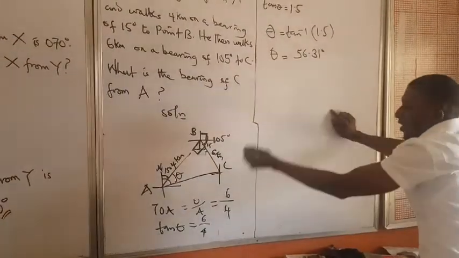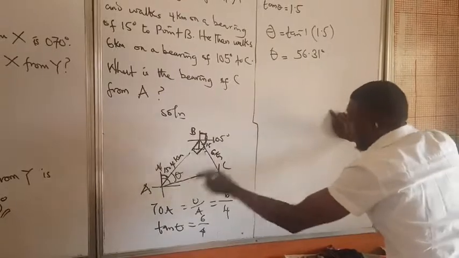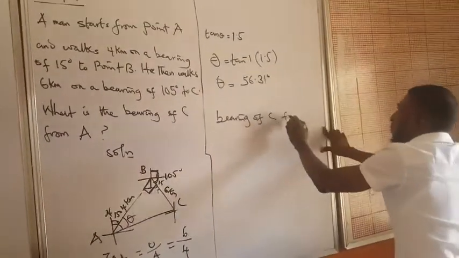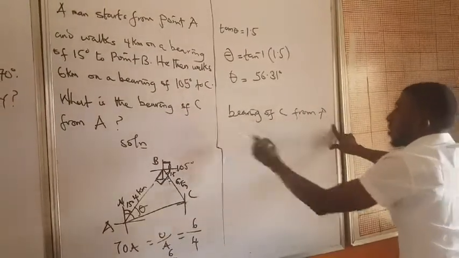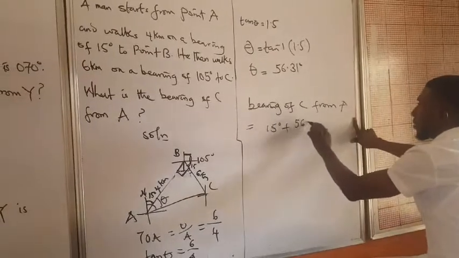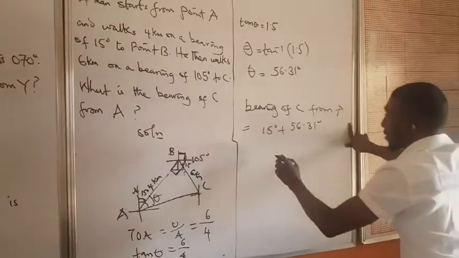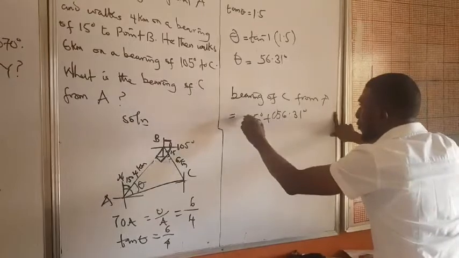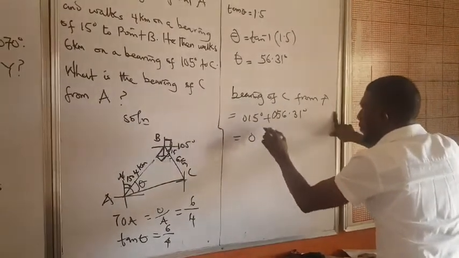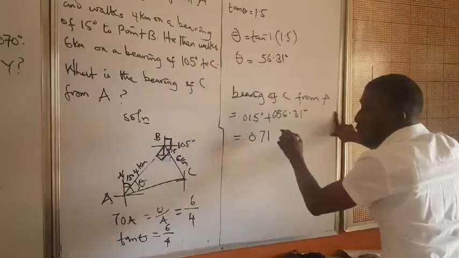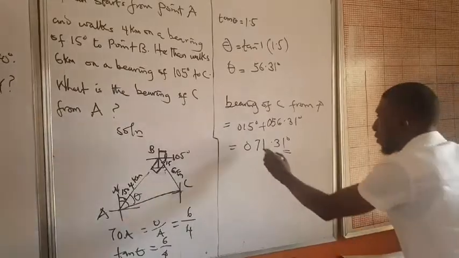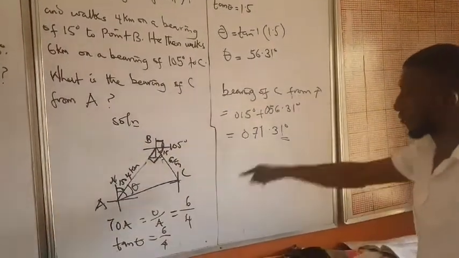Then we have the bearing of C from A equals 15 degrees plus 56.31 degrees. Remember, it is a 3-digit bearing, so you put a 0 in front of the 71. Therefore, we now have 071.31 degrees, and that is the bearing of C from A.